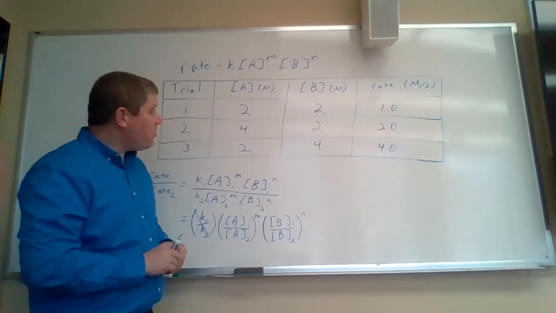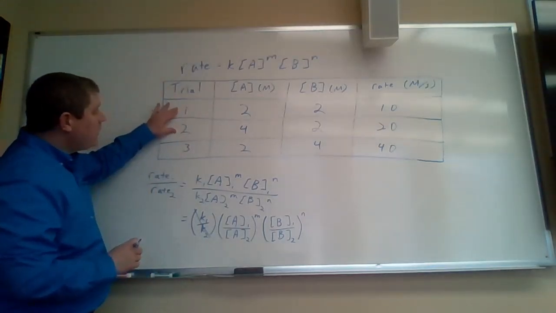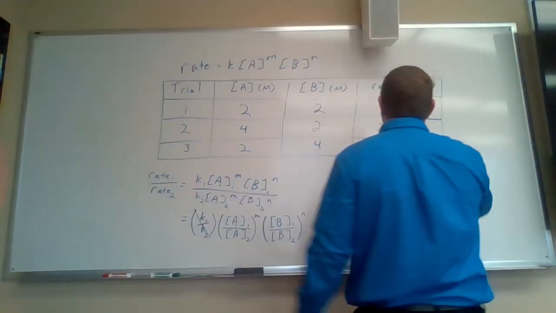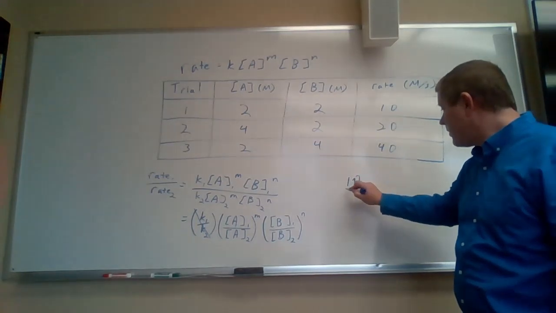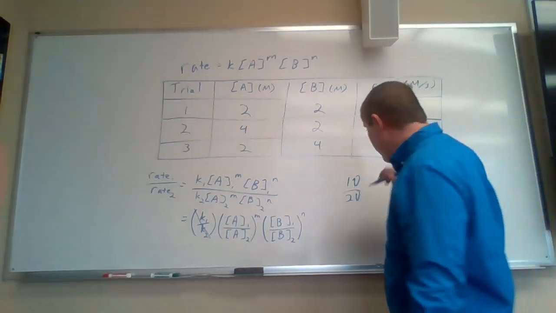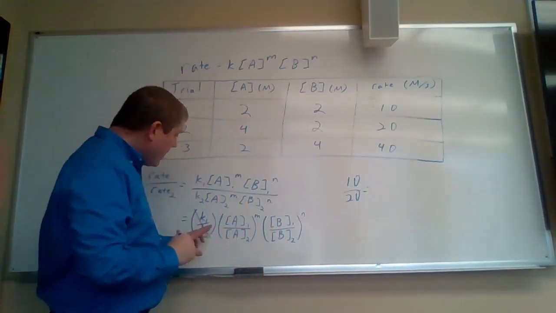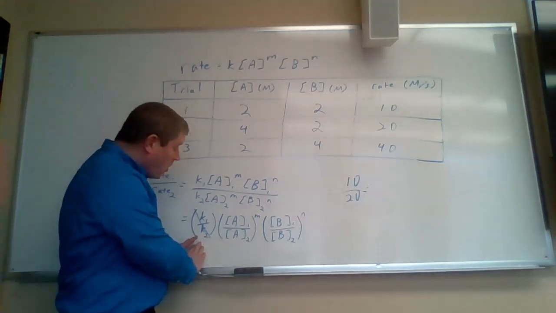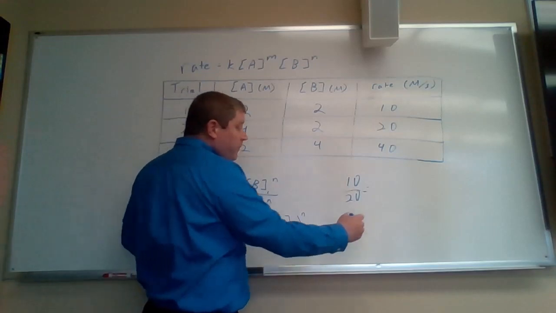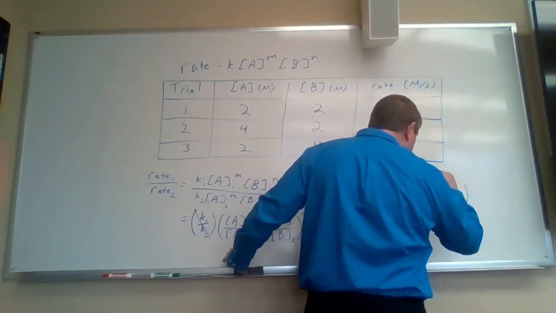And now let's go ahead and plug in some values. So let's look at trials 1 and 2. We have over here on the left, rate 1 over rate 2, so that's 10 over 20 molar per second. I'm going to leave the units off for this calculation just to keep things a little simpler. And then we have this value, which again is 1, so I'm going to ignore that. And then we have these two terms for A and B. So let's put our A term in and our B term in.